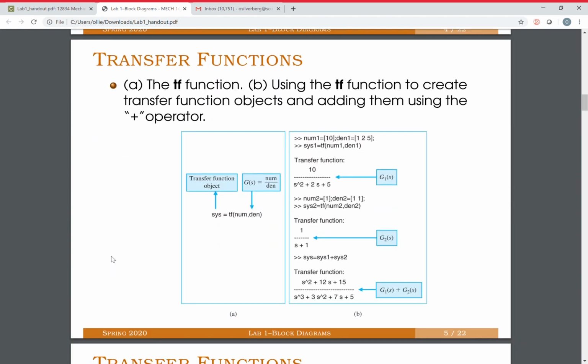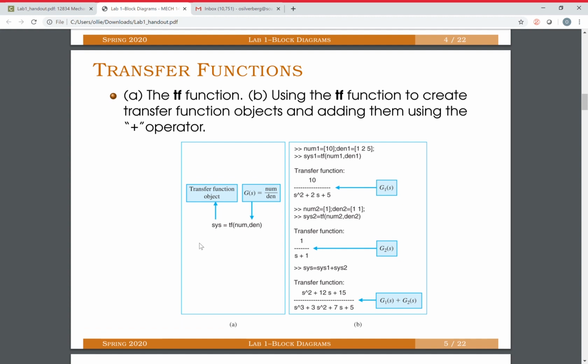Okay, let's continue to transfer functions. To make a transfer function in MATLAB, you make the numerator polynomial, and then you make the denominator polynomial, and then you can put them together using the tf function. So here we specify the numerator is 10. Be careful, it's not [1, 0], so it's not s plus 0, it's 10. And the denominator is [1, 2, 5], so s squared plus 2s plus 5.